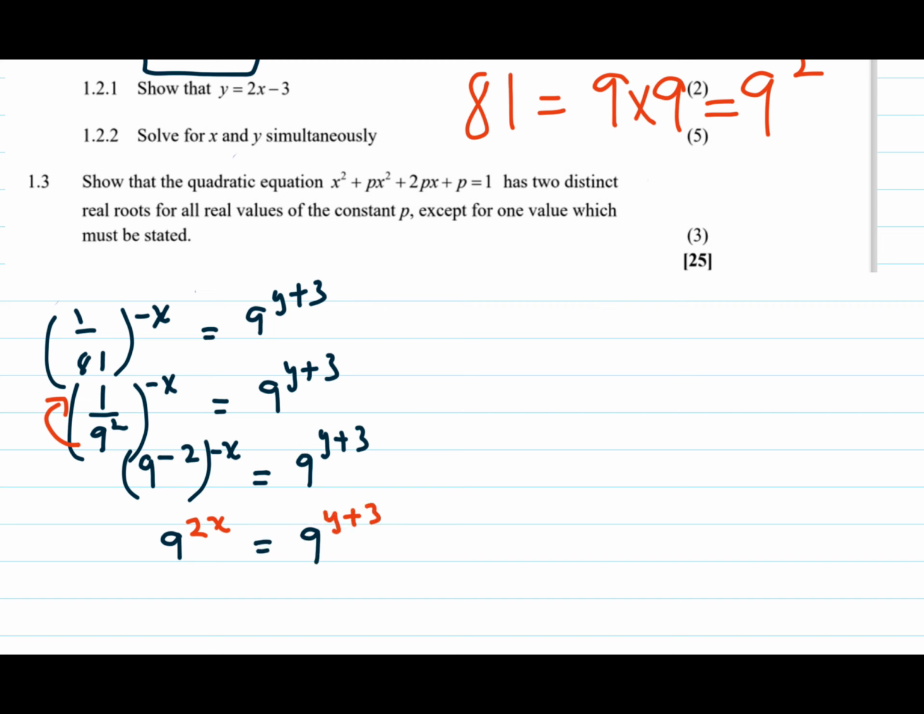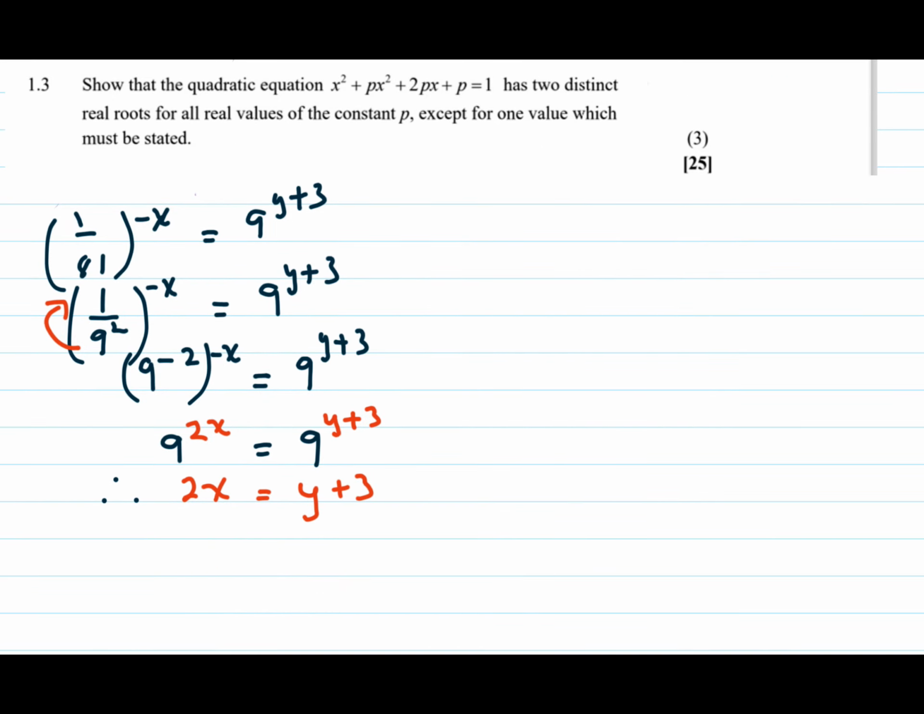And then we can conclude here, therefore, that 2x is equal to y plus 3. Now we make y the subject of the formula, and we take the 3 to the other side. It's going to be 2x minus 3 is equal to y. Okay, so the first part is done.